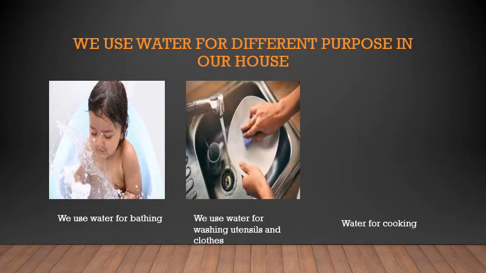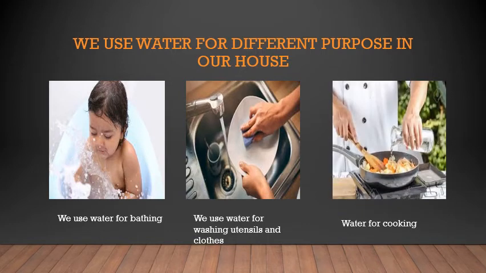We use water for cleaning in our house, washing clothes and washing utensils. Utensils means your vessels in your kitchen. We use water for washing clothes, for washing utensils, and to clean our house. After brooming your house, your mother will sweep the house. The sweeping is done using the water.